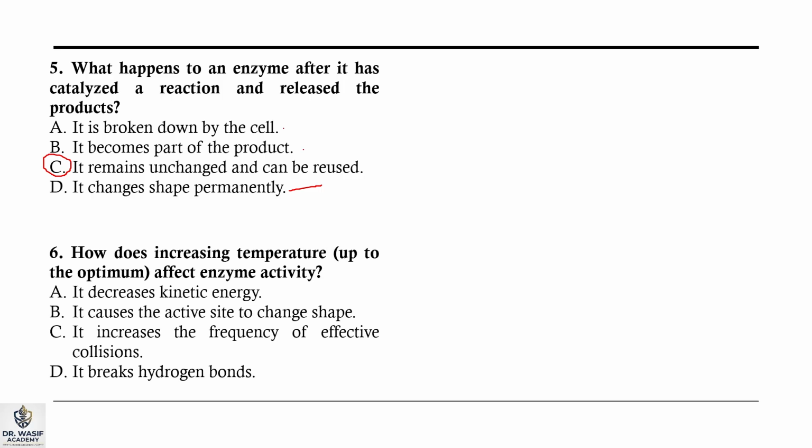Next question is number 6. This question looks closely at the subatomic dance we talked about during the temperature slides, if you remember. The question is, how does increasing temperature up to the optimum, remember this term, up to the optimum, affect enzyme activity? If you do not consider the words up to the optimum, this will be difficult for you to answer correctly. Now take a moment and then answer the question.